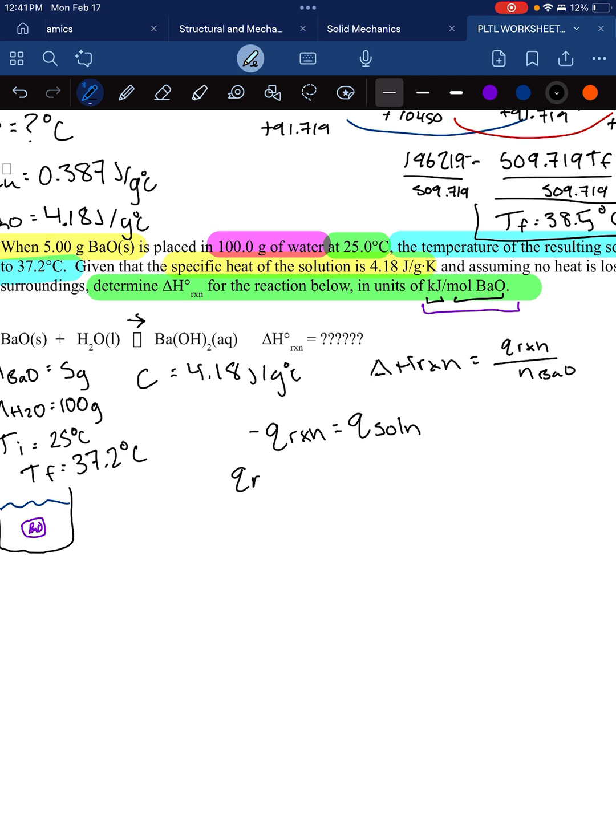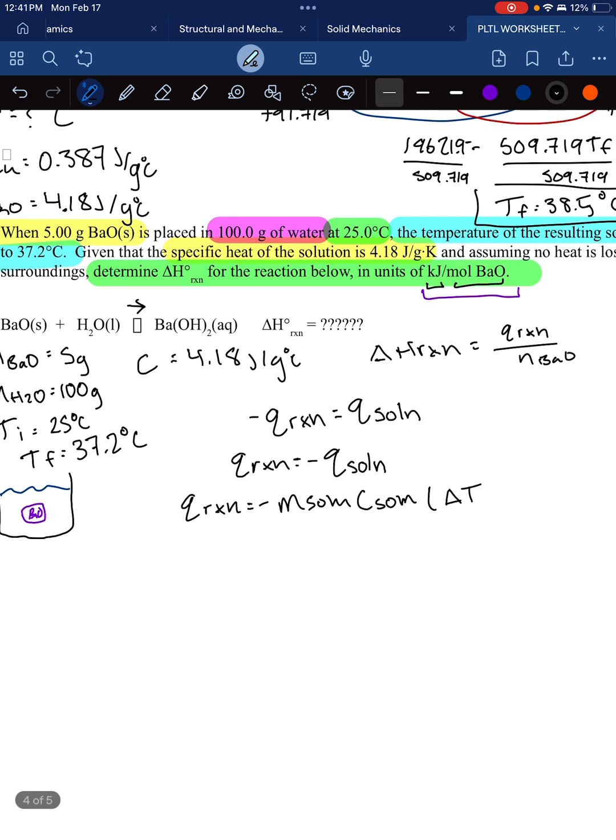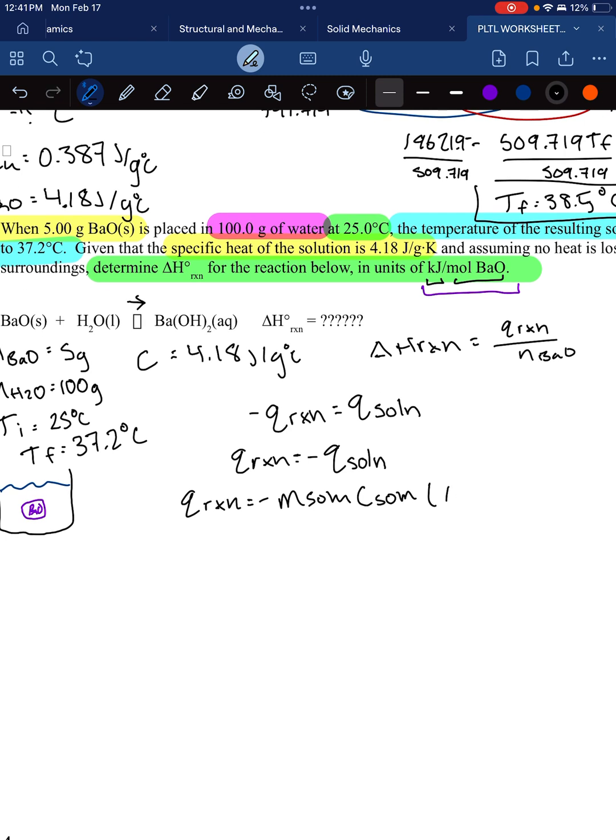So I'm actually going to move that negative over, because mathematically it doesn't really matter. We just want to solve. And we could say that negative M of the solution times C of the solution times delta T, well, I'll just do final minus initial.